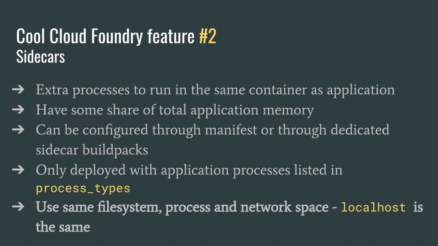This is cool feature number 2 that we'll get onto, which is that applications can now define sidecars in Cloud Foundry. Sidecars are an extra set of processes that run in the same container as an application. They're allowed to consume a fixed share of the application memory and can be configured either through the manifest, as we're doing, or by a dedicated sidecar buildpack. Critically, all this means that they share a file system and process space, and for our use case, most importantly, they share a network space, so they can bind to the same network interface as the application.